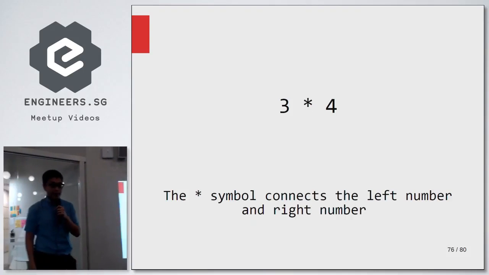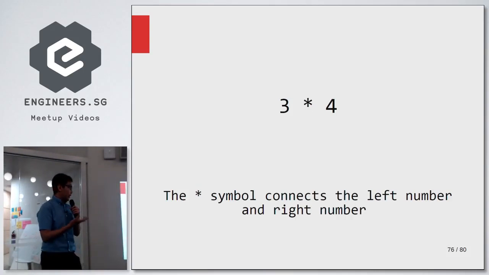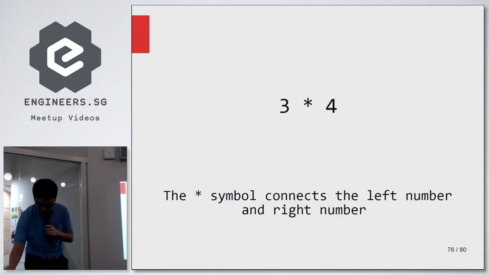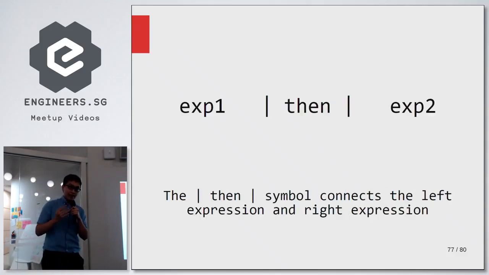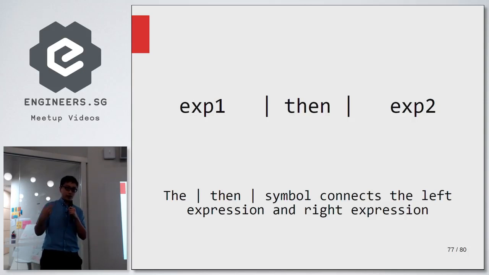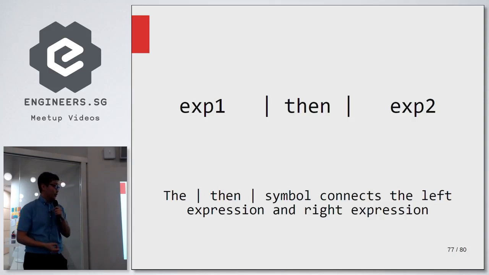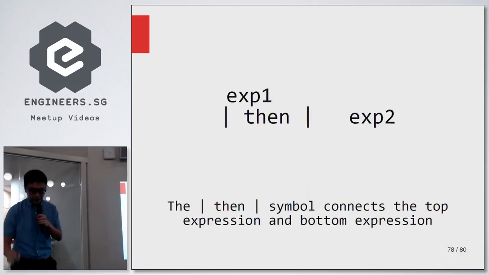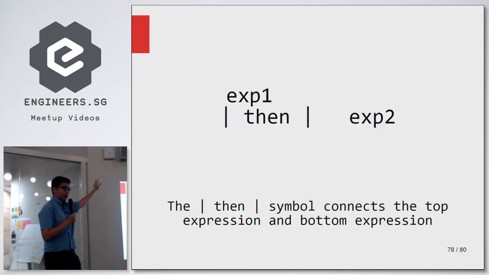If I change it to multiply, 3 times 4 is 12. The multiply symbol also takes the left number and the right number and gives you a final result. The key concept here is that the then notation takes the left expression and the right expression and gives you a final result. If you write it in multiple lines, it takes the top expression and the bottom expression and gives you a final result. That's the glue that holds everything together.